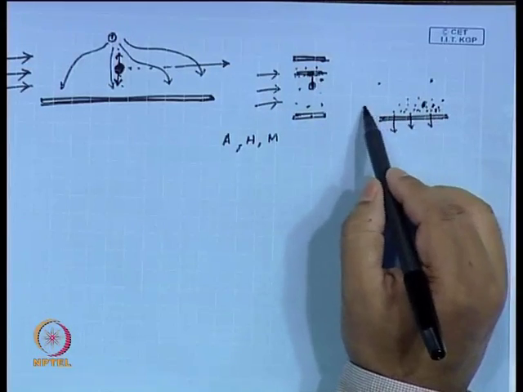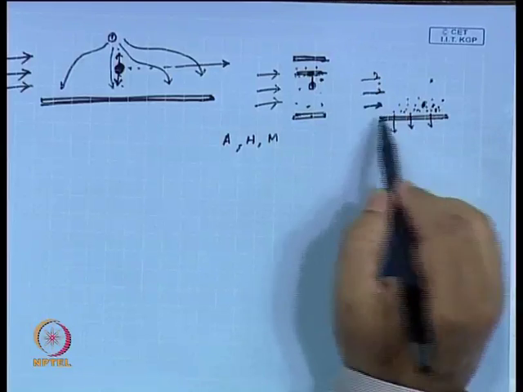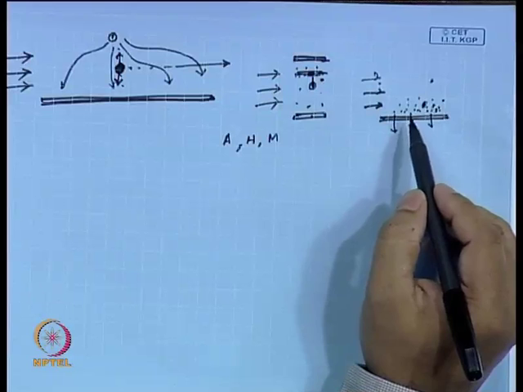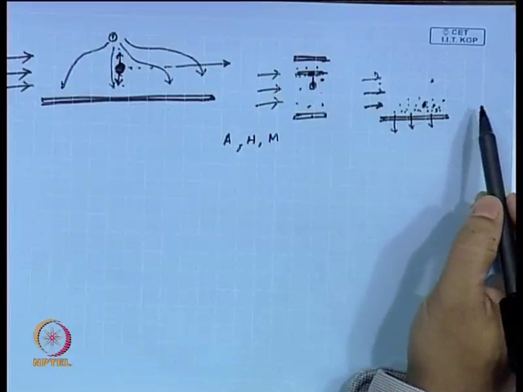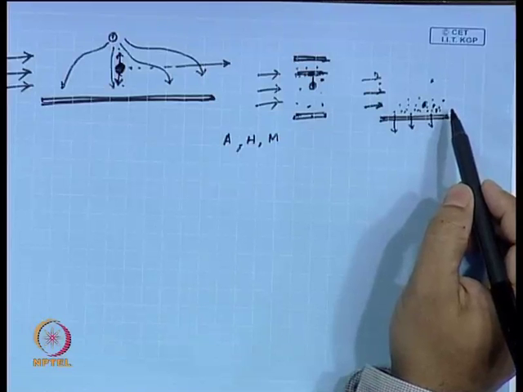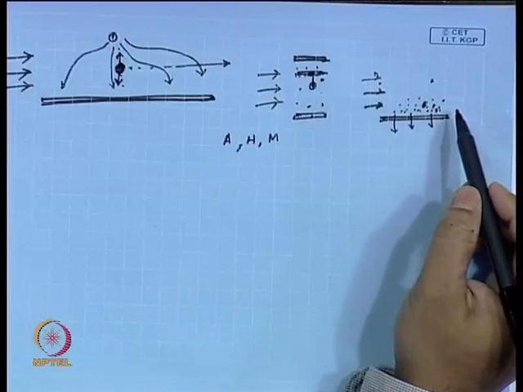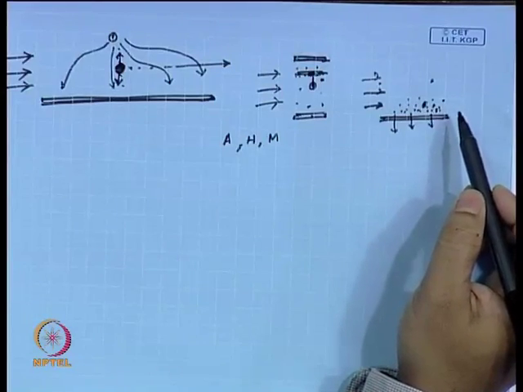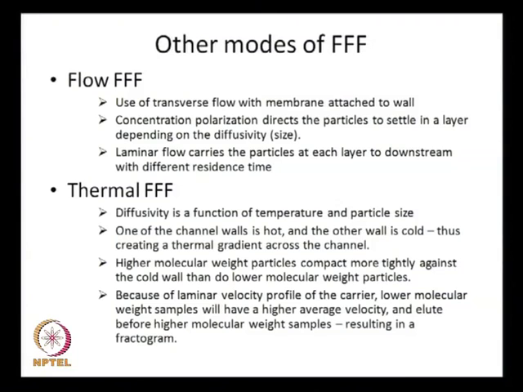Okay. And then if you impose a parabolic velocity profile, what you find at the outlet is that each layer represents particles of a certain size. So, against some pre-calibration, you can always confirm what particles were present in the system. Similarly, you can have a thermal FFF.